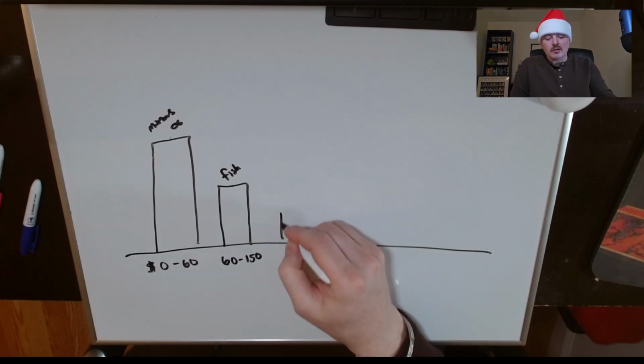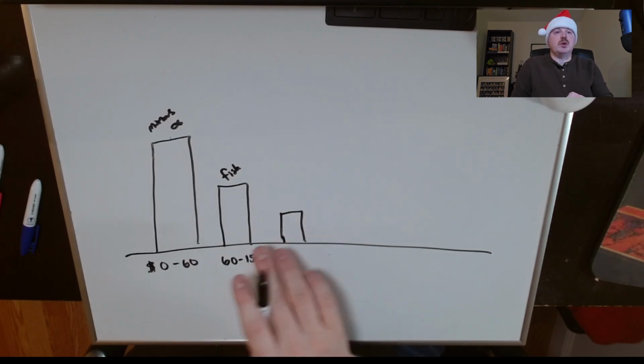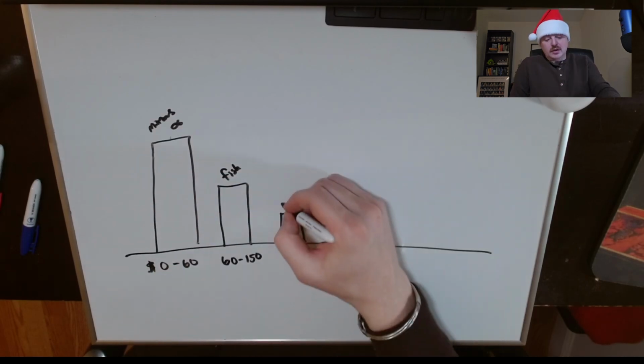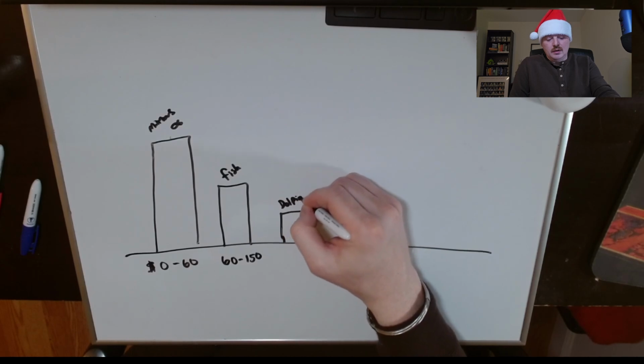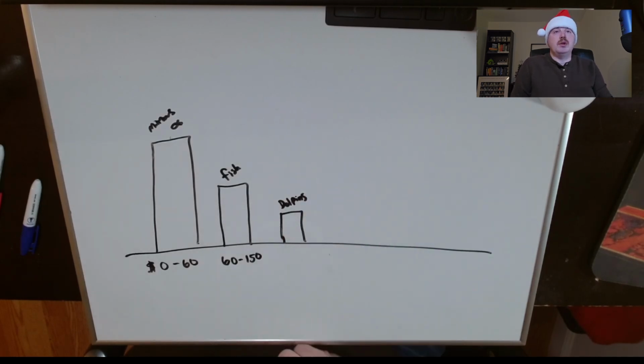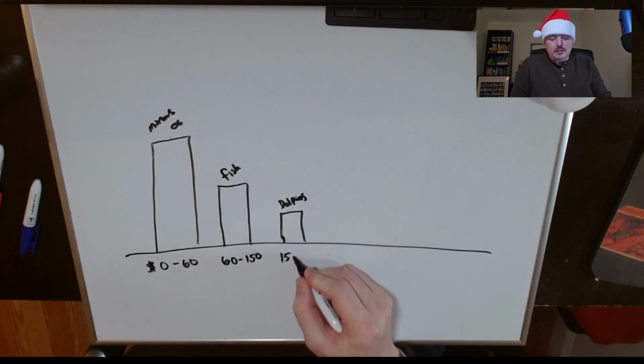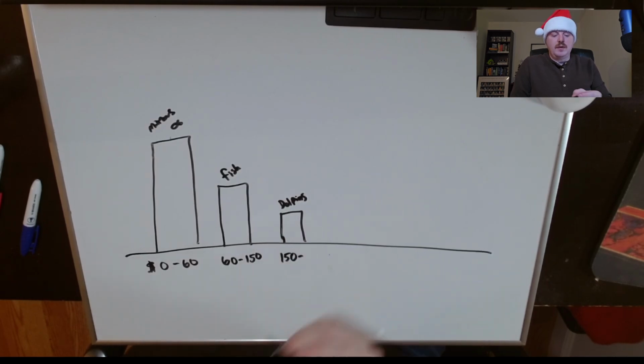Then the next group we have over here, and the bar represents sort of how many of these people are in the game, not how much they're spending. These are the dolphins. And this group includes me for most of the time I've been playing the game. These are people who spend anywhere from $150 to about $3,000 per year.